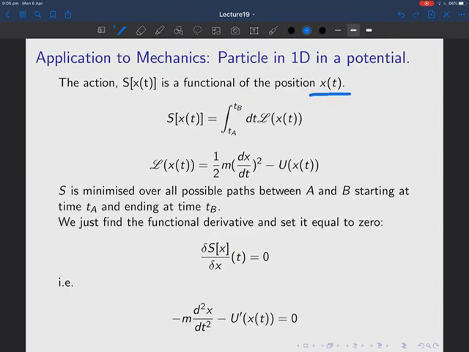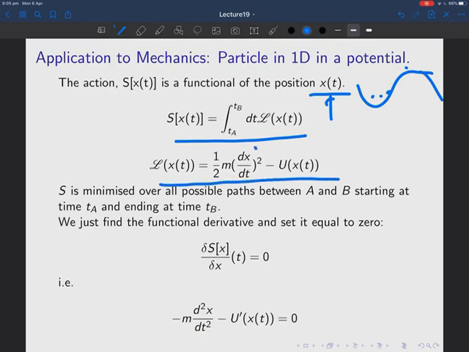If you have the action S of x(t) as a functional of the position x(t), so you're getting a particle in 1D in a potential, so we only have x and we have some potential looking like this, for instance, and here's our particle moving around. We have the action, which is this thing, the integral of the Lagrangian. The Lagrangian for this system is easy. It's just half the mass times the velocity squared, the kinetic energy term, minus the potential energy term to get the Lagrangian. And S for this system is minimized over all possible paths between A and B, starting at time ta and ending at time tb, which is that thing.